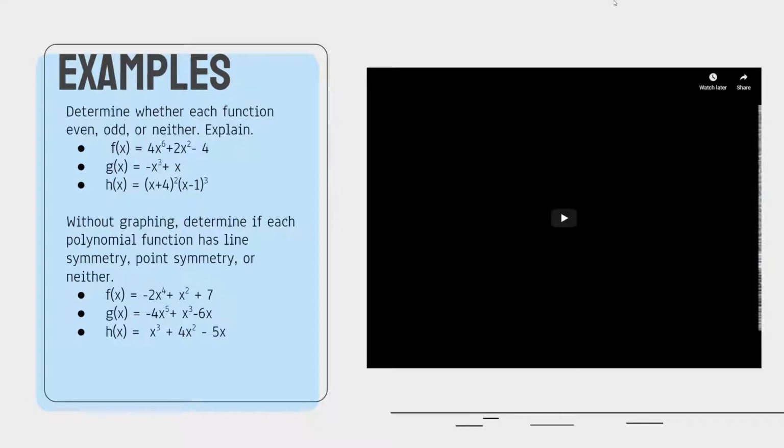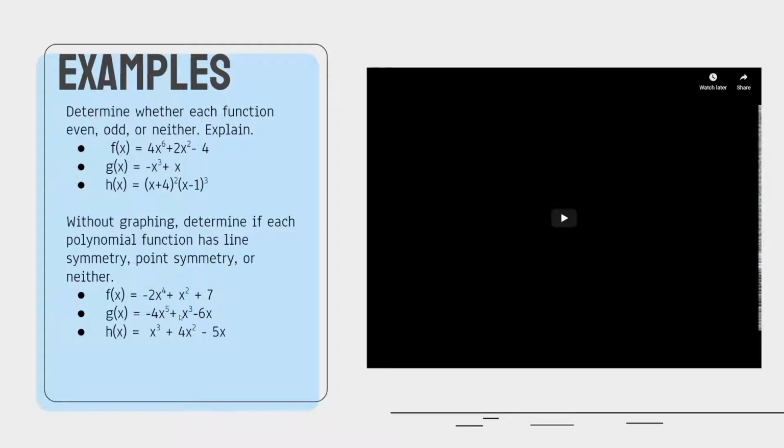Let's try f of x. So we have negative 2x to the power 4 plus x to the power 2 plus 7. Inputting negative x, we would get the exact same function. Therefore, that function is even. Therefore, this should have a line of symmetry.